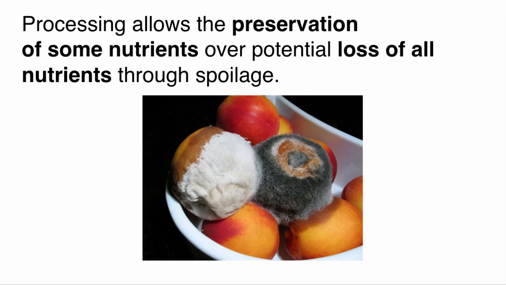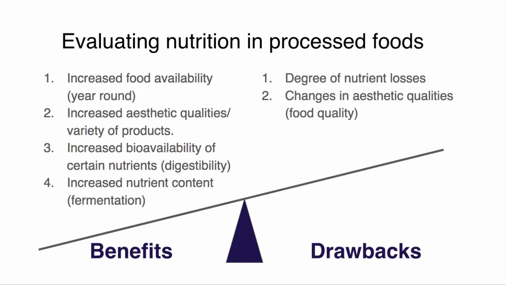So in the grand scheme of things, processing allows for at least preservation of some nutrients over potential loss of all nutrients through spoilage. So when we look at it in the very big picture like that, we're doing a very good thing to feed all the people on this planet by processing our foods. When we evaluate the nutrition in processed food and draw out the benefit to drawback analysis, processing allows us to have increased food availability all year. It can increase the aesthetic qualities and the variety of food products that are seen. So that apple is no longer just an apple, it's apple juice, it's applesauce, it's dried apple, it's many different things.